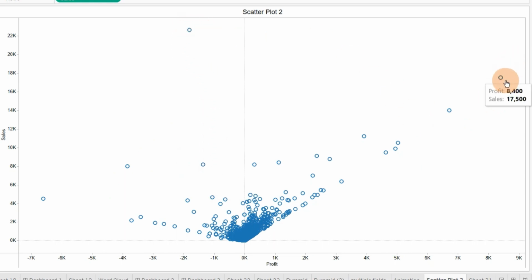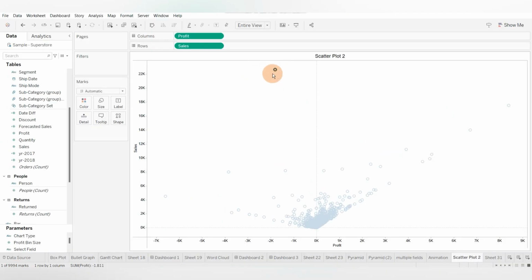These points I can call outliers. So what is an outlier? An outlier is a point where only a single point is available in that area, that is, where my profit is minus 1k and my sales is the highest, that is 22k. Only one point is lying in this area.